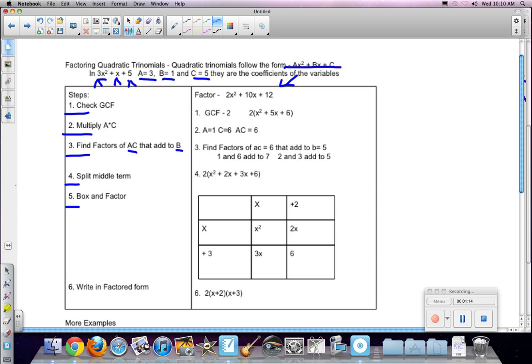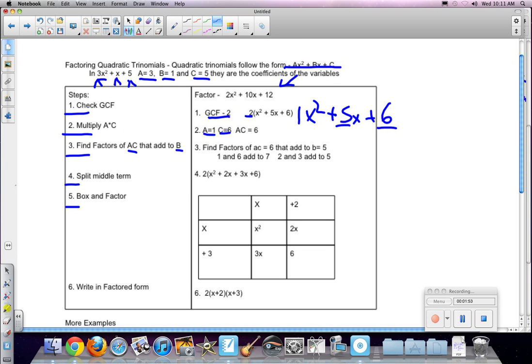First, I'm going to check for a GCF. Okay, I have a greatest common factor of 2 in all of that. So I write that outside, put my 2 out there, and then I've got x squared plus 5x plus 6 inside. So in x squared plus 5x plus 6, my a would be 1 because it's implied, my b would be 5, and my c would be 6. You can see I wrote those right there.